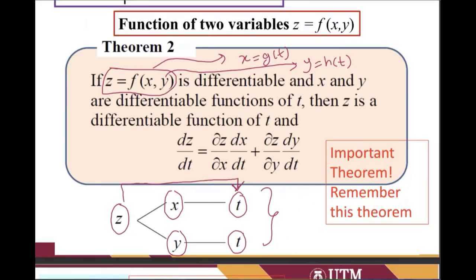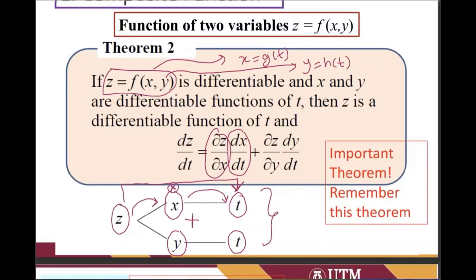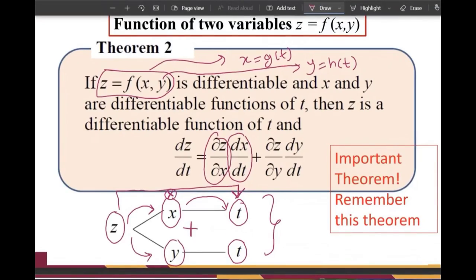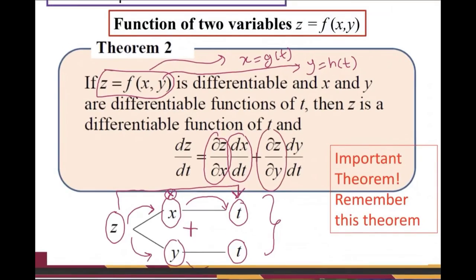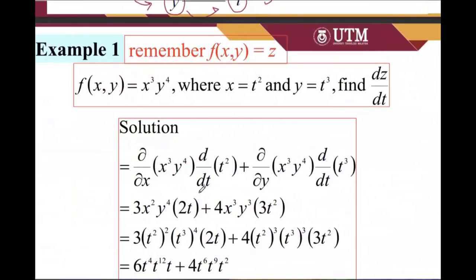So what you can do is first differentiate z with respect to x, so you get del z del x. Next, differentiate x with respect to t: dx dt. Why d? Because x only has one variable, which is t. So dx dt, and this one multiply. Next, plus. So you plus here. And then differentiate z with respect to y, so you get del z del y. And then differentiate y with respect to t, so dy dt.